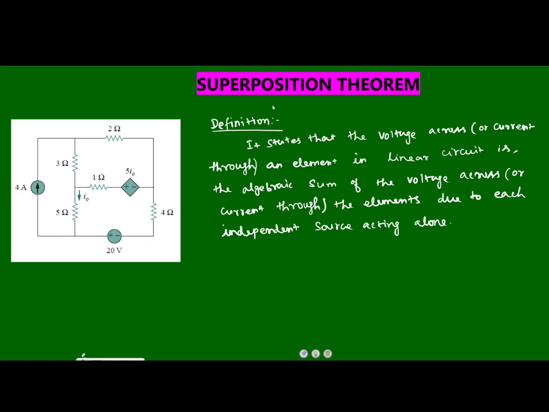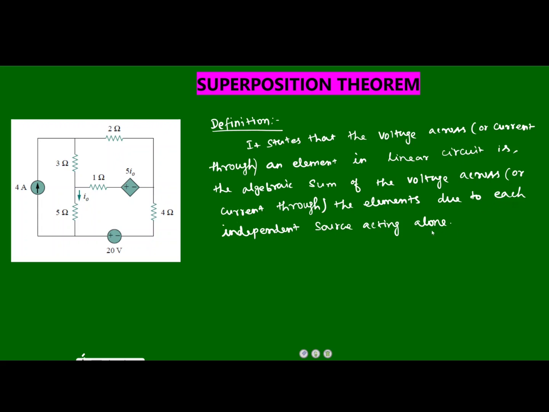In this video we will see about the superposition theorem and problem solving using the superposition theorem. First we need to know the definition of the superposition theorem. The superposition theorem states that the voltage across or current through an element in a linear circuit is the algebraic sum of the voltage across or the current through the element due to each independent source acting alone.